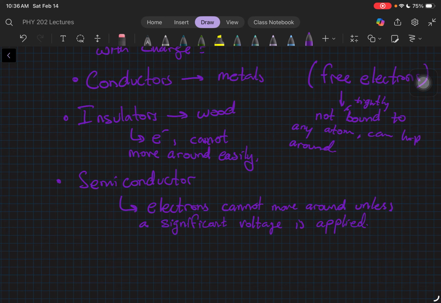And so you could say that electrons can't move around unless you have a significant voltage applied. And when we say significant, we mean a couple of volts. Your standard battery, I think, is a volt and a half, right? And then you have the 9-volt batteries. Car batteries are about 12 volts. And so these would all be probably more than the typical semiconductor needs in order to knock an electron out.